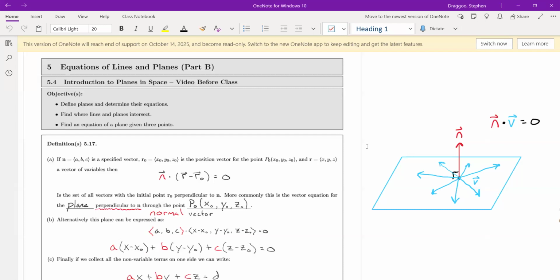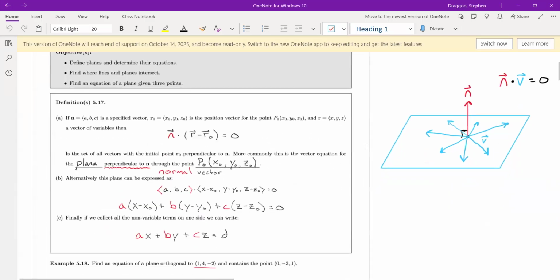So if I wanted to be able to write an equation, talk about the plane, it might be easier to just write an equation that talks about every possible vector that is inside this plane, every possible blue vector. And I know that if two vectors are perpendicular to each other, their dot product is going to be 0. And so that's where I'm going to start my equation for a plane.